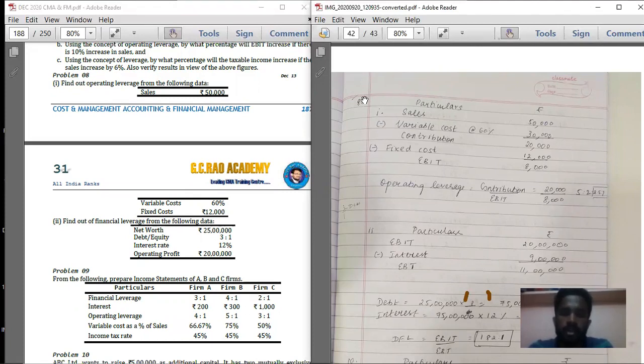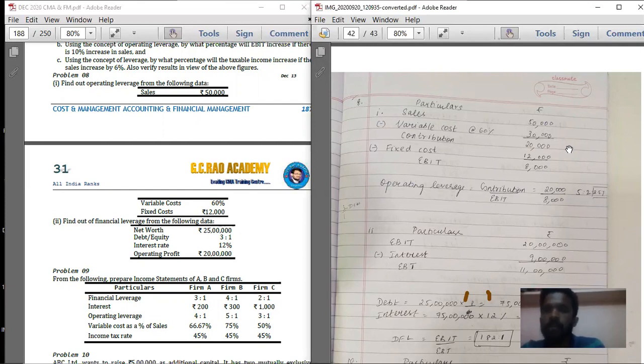Below that, less variable cost. What is the variable cost percentage? They have given 60%. So variable cost at the rate of 60%. So what is the variable cost? 50,000 into 60%. That is within bracket 30,000. So in respect of variable cost, in amount column within bracket 30,000. Now total it. Underline it. 50,000 minus 30,000, you will get 20,000.